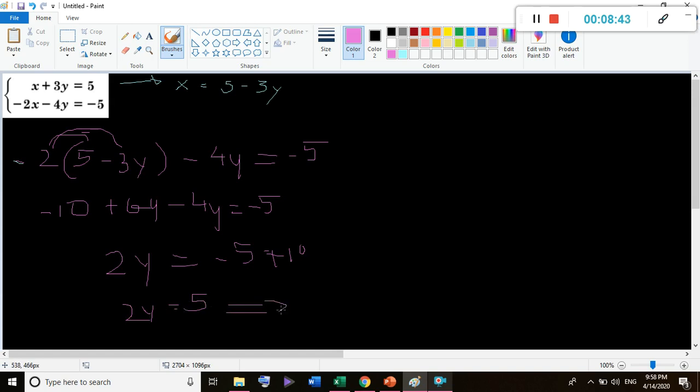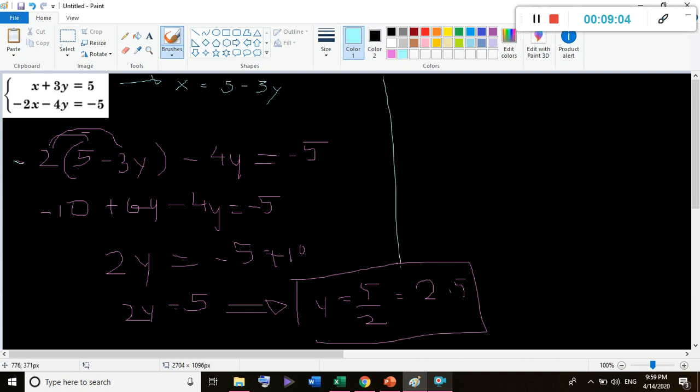So y equals 5 over 2, which is equal to 2.5. Okay, so now we found the answer for y. We're just going to substitute y into this equation. So let's substitute y into this equation.